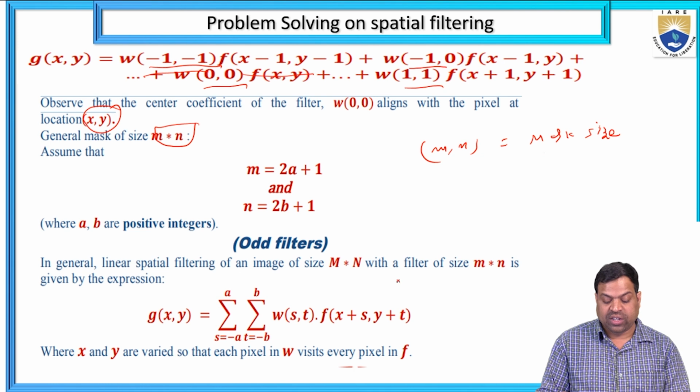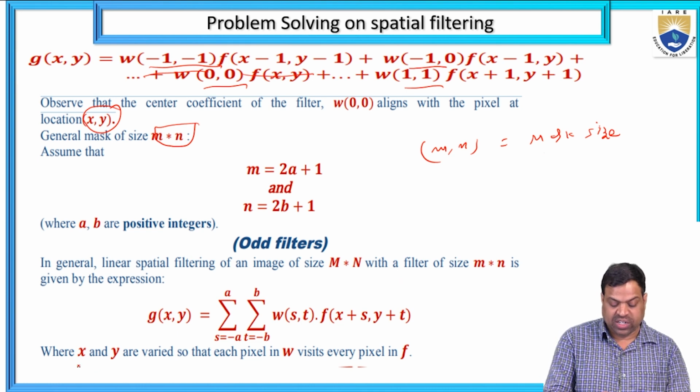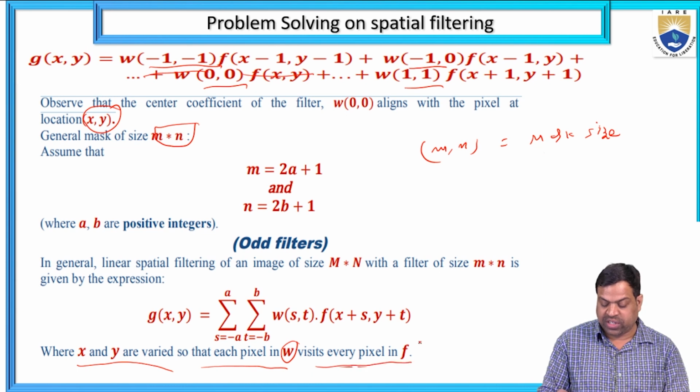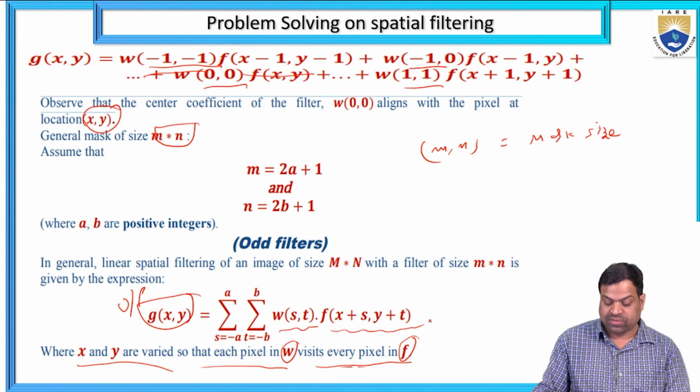In general, linear spatial filtering of an image of size M into N with a filter of size m into n is given by the expression g of x comma y equals the summation of s equal to minus a to a and t equal to minus b to b of w of s comma t into f of x plus s comma y plus t. Here x comma y is each pixel, and w visits every pixel in f. So the output g of x comma y equals the input value with the filtering value.